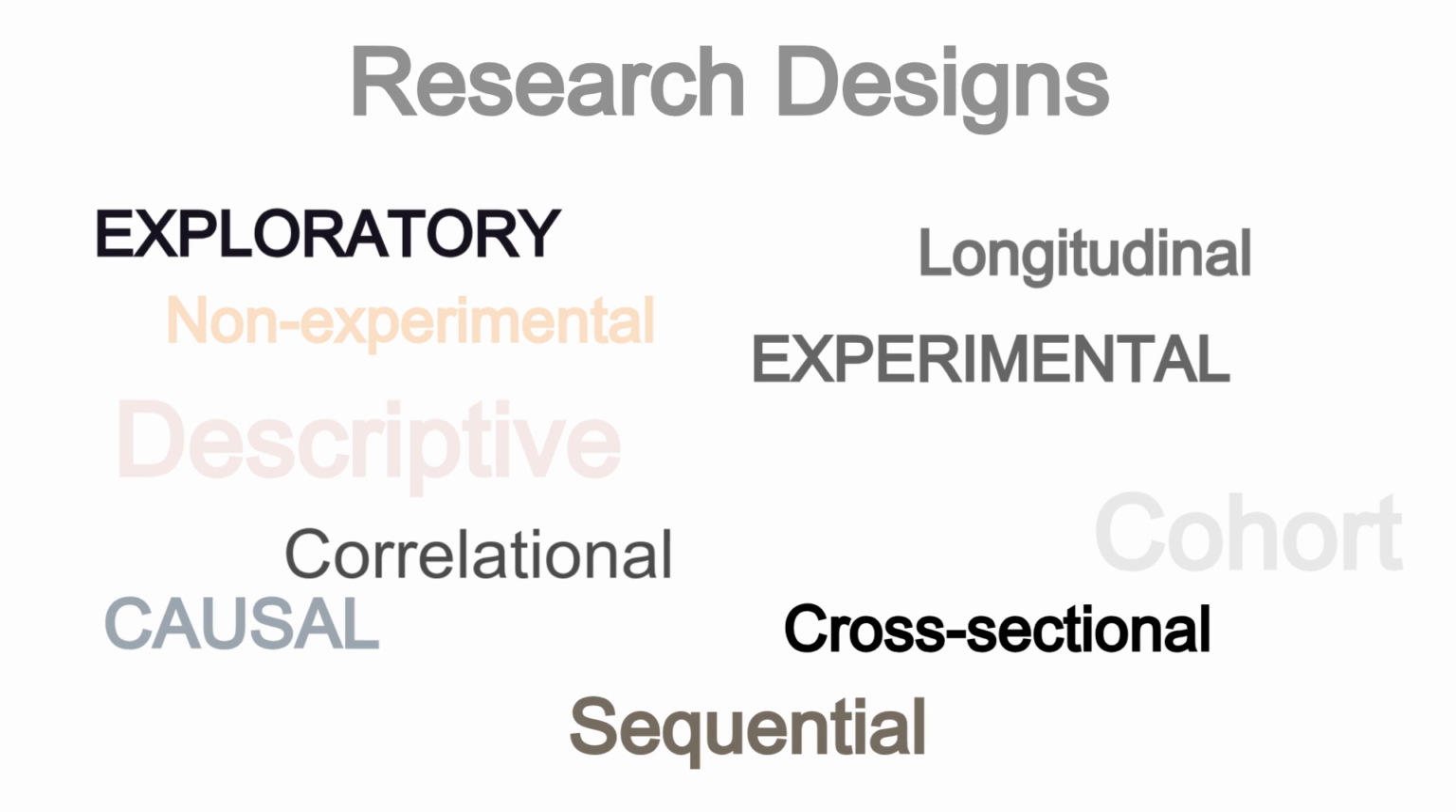Longitudinal and cross-sectional designs focus on time. Longitudinal studies track changes over a period, while cross-sectional studies capture a snapshot at one point. Cohort studies follow specific groups over time. Sequential designs combine elements of both cross-sectional and longitudinal approaches. In short, your research design determines how you collect, analyze, and interpret data. It's the blueprint for your entire study.